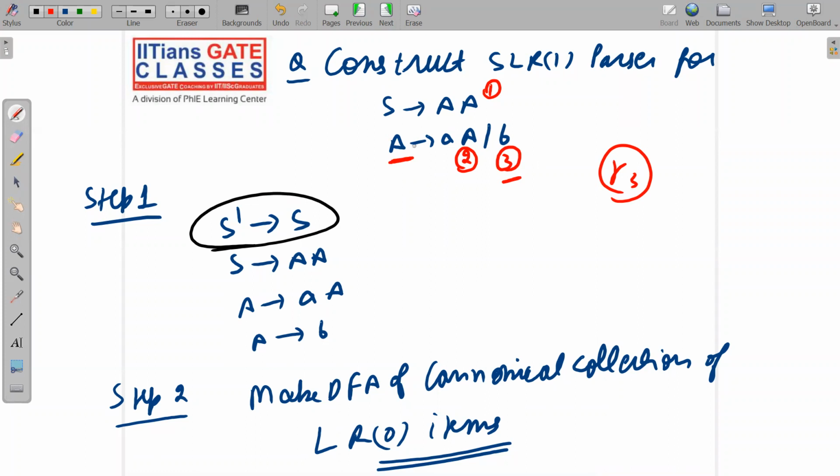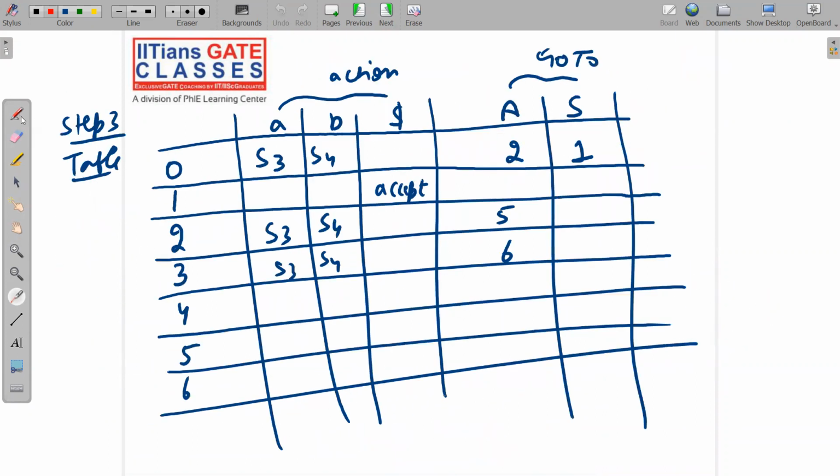So I will see follow of capital A. First of capital A will be small a and small b, and follow of A is follow of S. So a, b, and dollar. I have done this in a faster manner. Please try to find follow; if you are not able to, please watch my previous lectures. I'm not going to repeat it again and again. So I will put R3, R3, R3. Indirectly we have put the reduce move in the entire action part because follow of capital A was a, b, dollar.